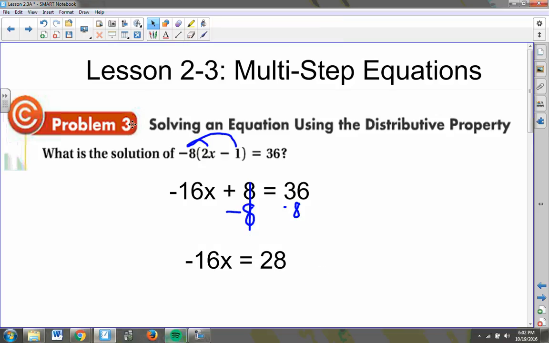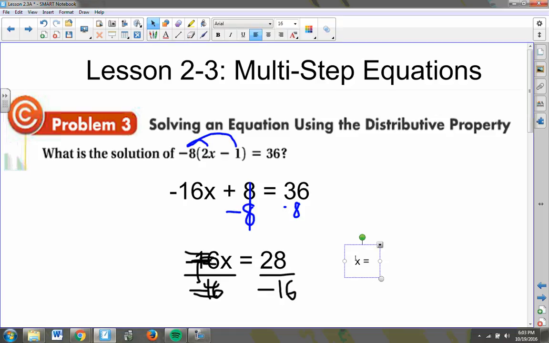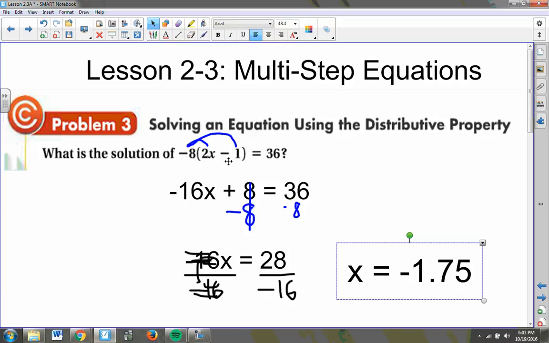And then to get x by itself, all I have to do is divide both sides by the number attached to my x, which is negative 16. So cancel that out, and divide this side also by negative 16. 28 divided by negative 16 leaves me with x equals negative 1.75, which you could find on a calculator if you have to. But after we do the distributive property, it's just a normal two-step equation where we undo the addition first, then undo the multiplication.